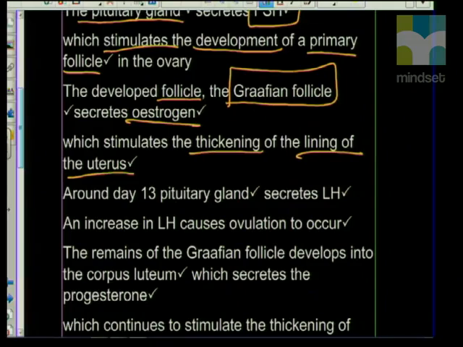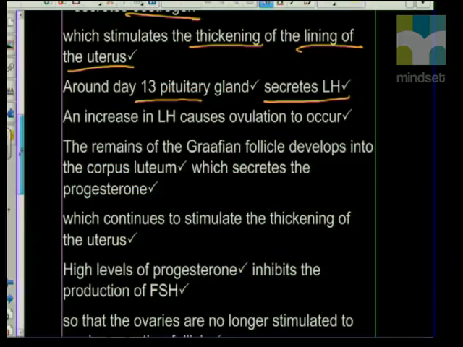Very important. Then, around the 13th day, the pituitary gland secretes the luteinizing hormone. The reason it's around the 13th day is that's when the Graafian follicle is biggest, and that's when it bursts. The body increases the luteinizing hormone, and the Graafian follicle collapses, bursts, and releases the ovule, and that is called ovulation.